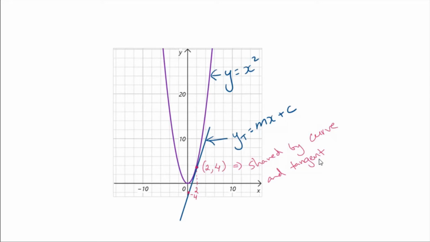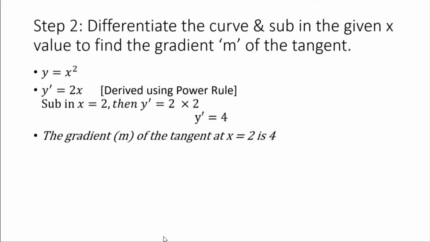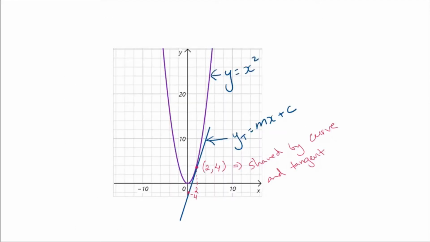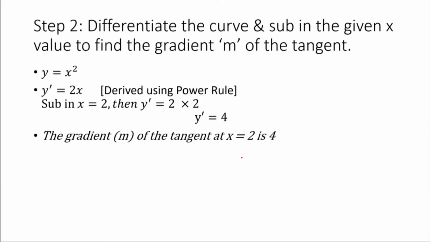So that's our curve, which is y equals x squared. And then this is our tangent. And what's the equation of the tangent? How do you know what the equation of the tangent is? It's always going to be mx plus c, because it's a straight line. And we know that the point shared by the curve and the tangent is 2, 4. That's why we can sub it in. So next, we want to differentiate the curve and sub in the given x value to find the gradient of the tangent.